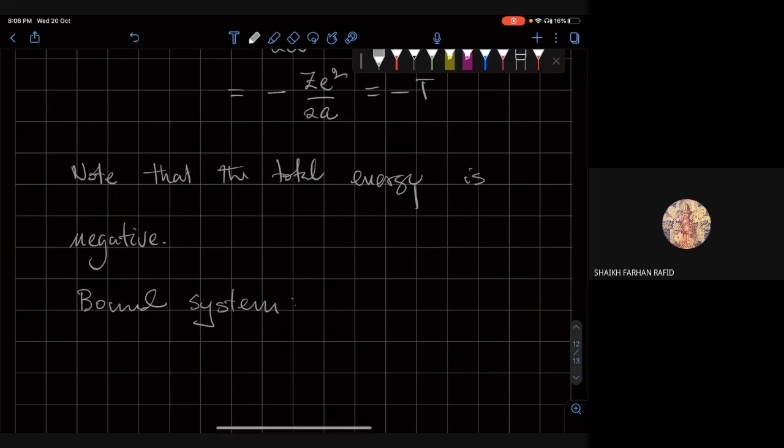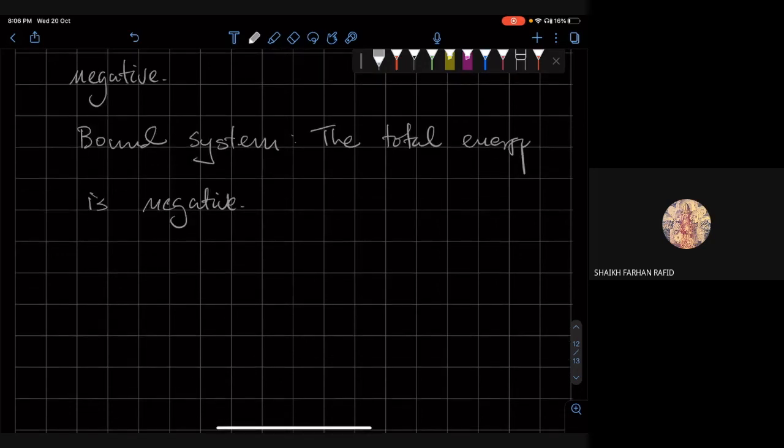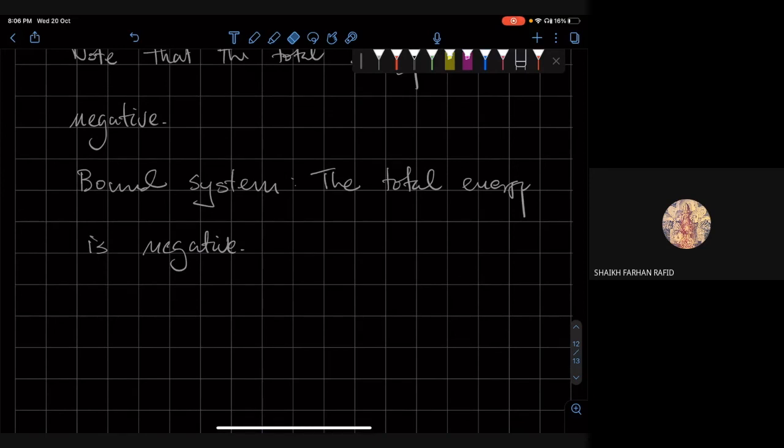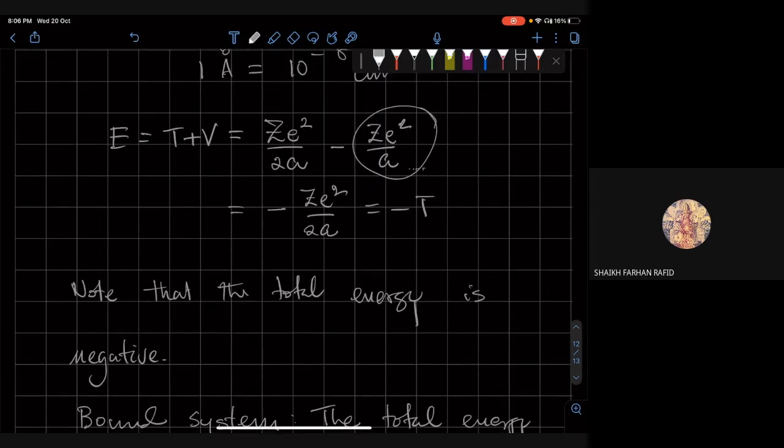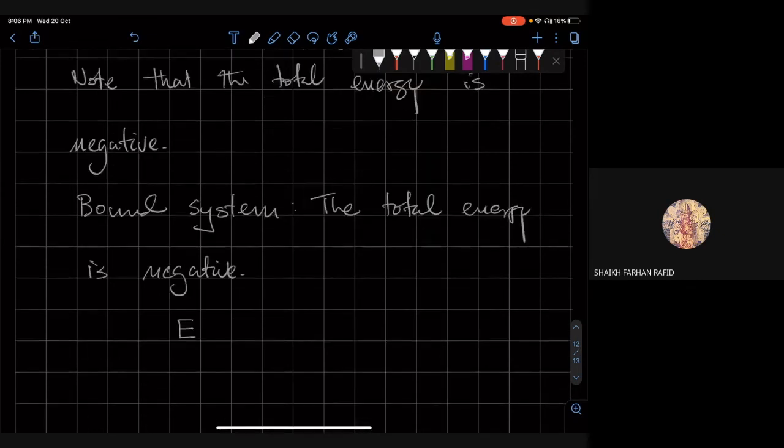So in a bound system, the total energy is negative. The hydrogen atom also has unbound states. So if you give it enough energy, it will become an unbound state. And that actually is a good segue into the next formula. The next formula is that for the total energy, we can now use our value of a in this formula.